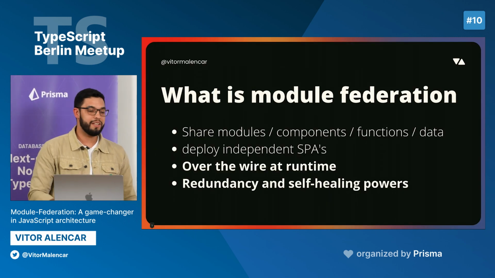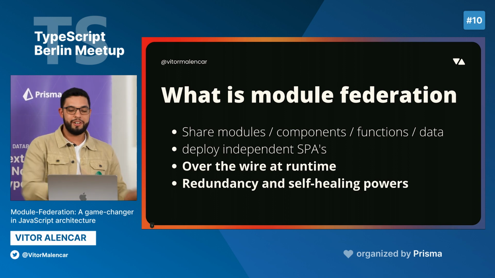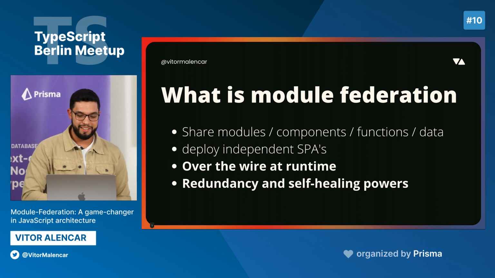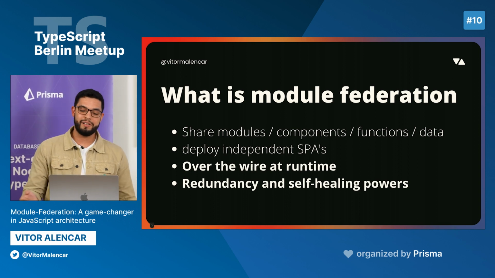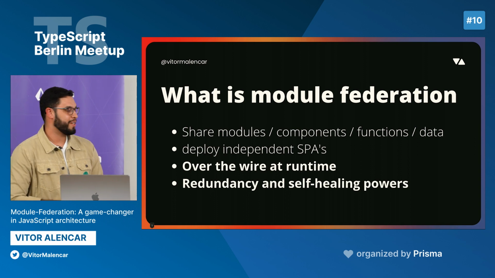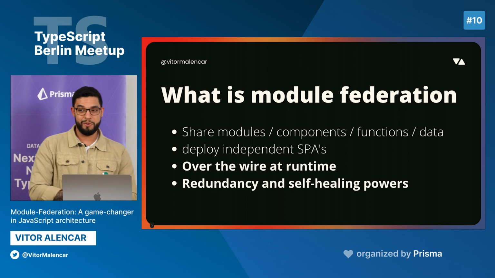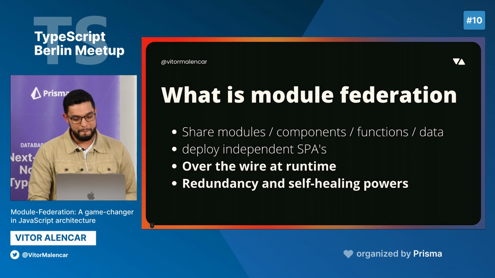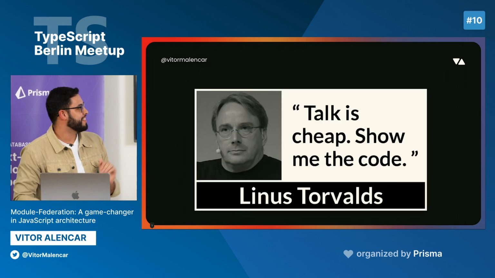So again, just a quick summary. With Module Federation, we can share components, modules, functions, data. We can deploy independent applications. We can share code over the wire and at runtime. And we can have very cool things. I think those are very, very cool features, like we can have redundancy, and we can have self-healing powers. And I'm going to show some examples. I think we already covered this here, so I'm not going to go there.